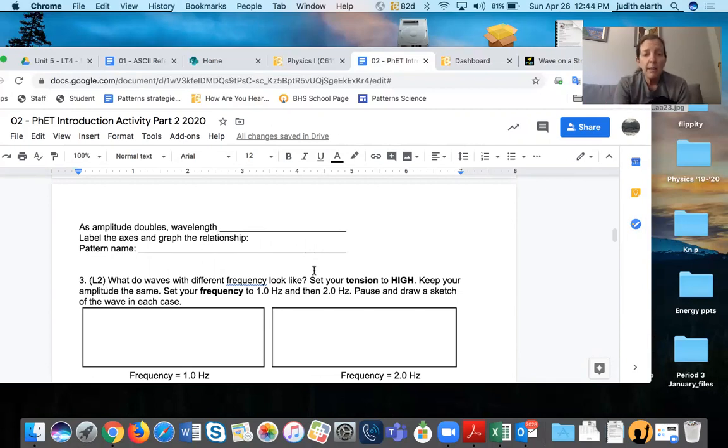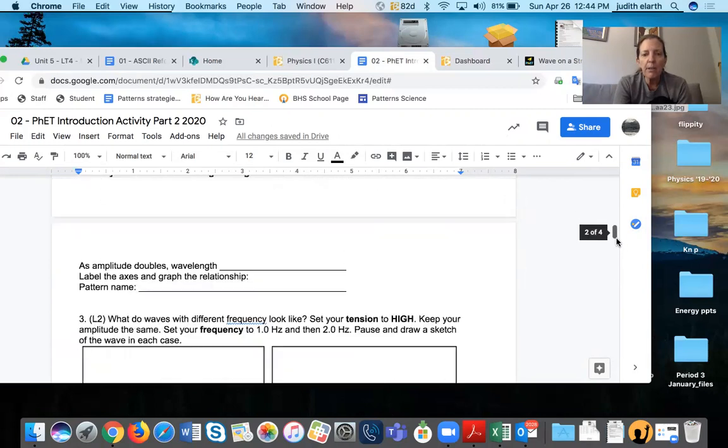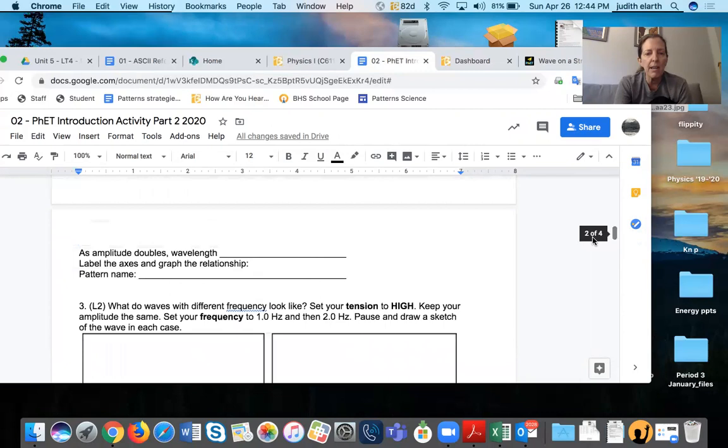Write it down. Oh, and dang it, I cleaned up this whole paper. I'm going to put this graph back in. I meant to have a little graph right here for you. What did you change? Amplitude. Label the x-axis amplitude, y-axis wavelength, and sketch me the pattern.